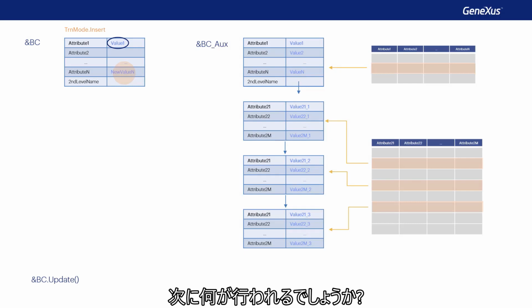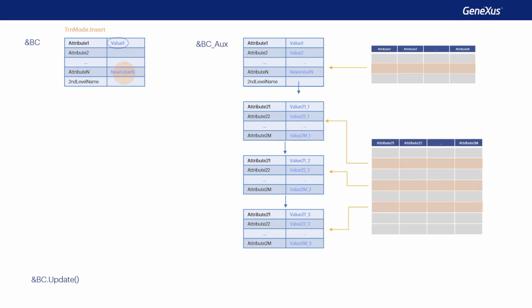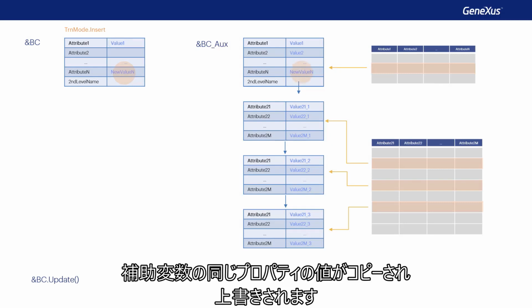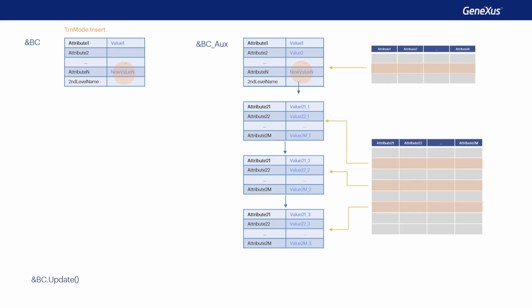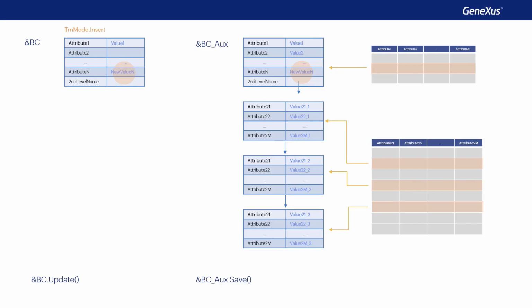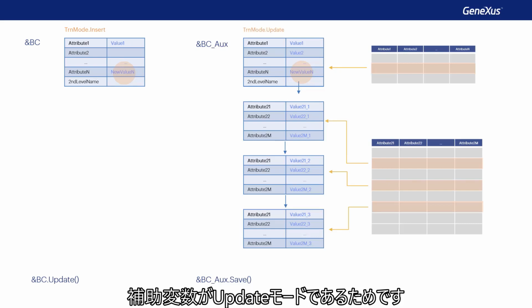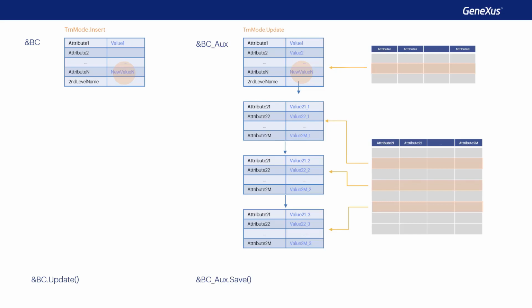What does it do next? In the example, where only one property of the header was modified, it copies that value for the same property of the auxiliary variable, overwriting it. And on the auxiliary BC variable, it executes a save, which is the same that we analyzed at the beginning of the video, since the auxiliary variable is in update mode.